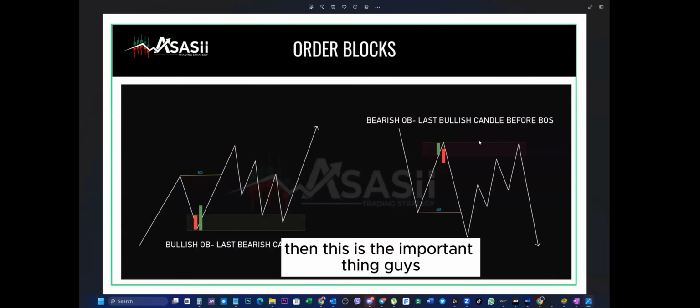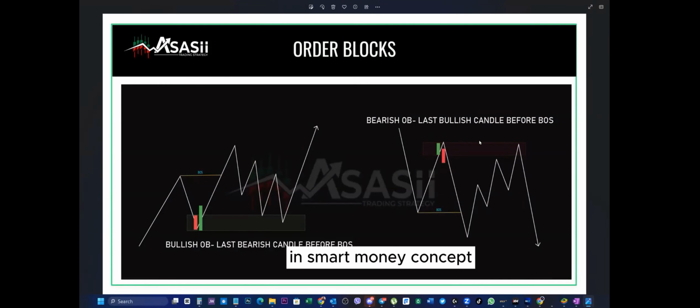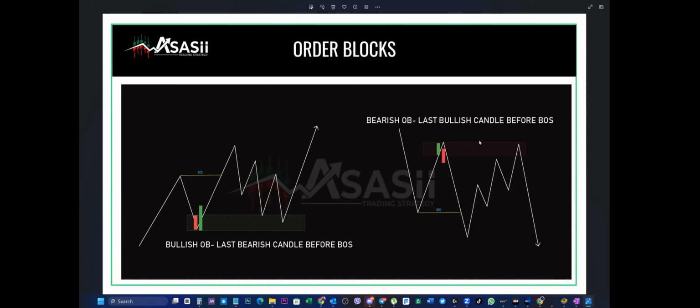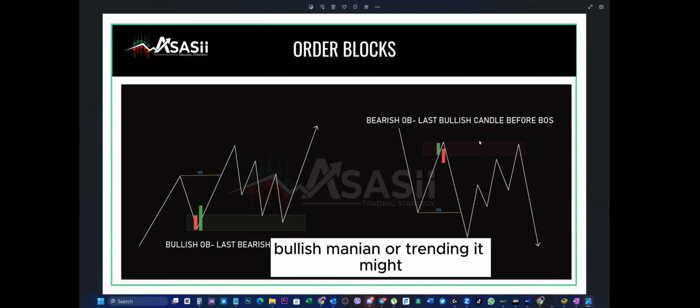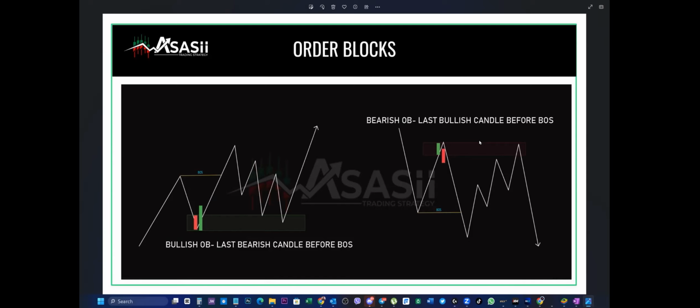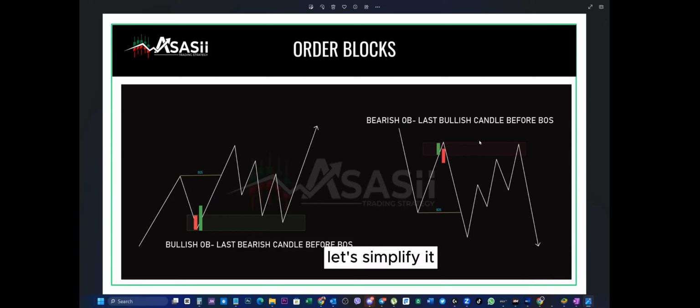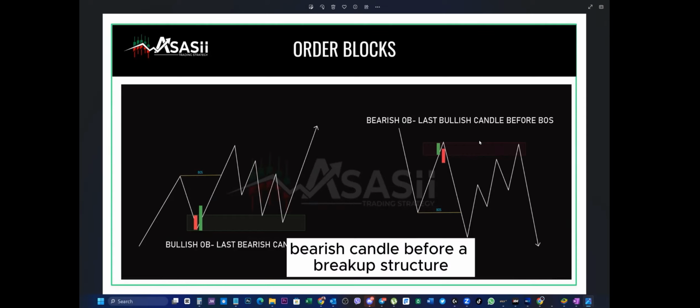Then this is the important thing, guys, in smart money concept, and even in this strategy that I'm teaching you. This is one of the important ones, the order block. So in a normal structure, bullish or trending, it might have a bullish order block or a bearish order block. So what is this? What is a bullish OB and a bearish OB? Let's simplify it. A bullish OB is the last bearish candle before the break of structure.